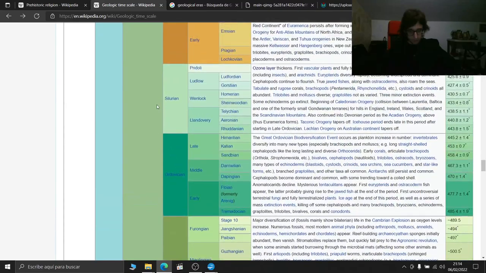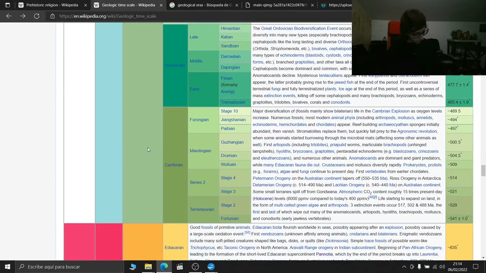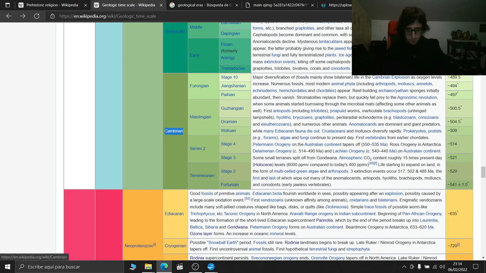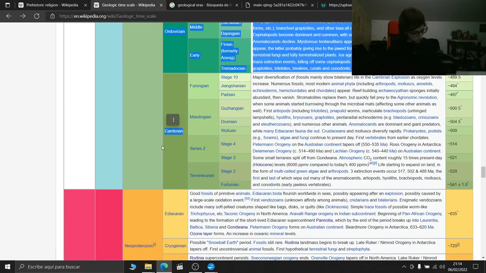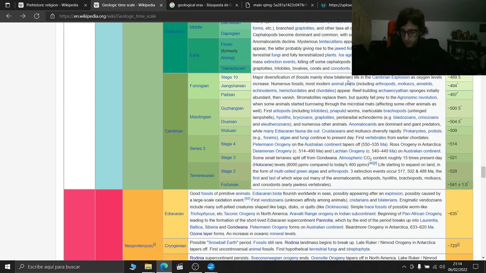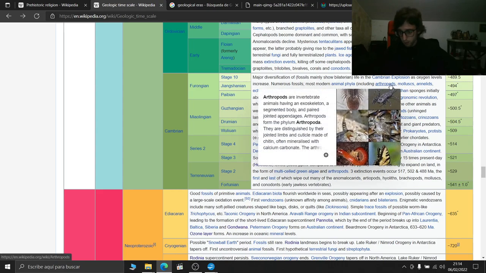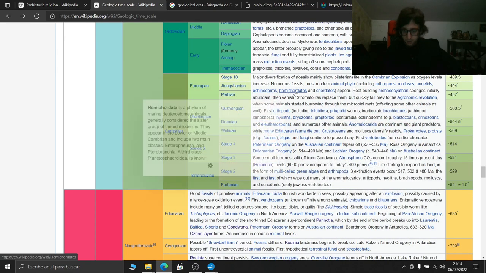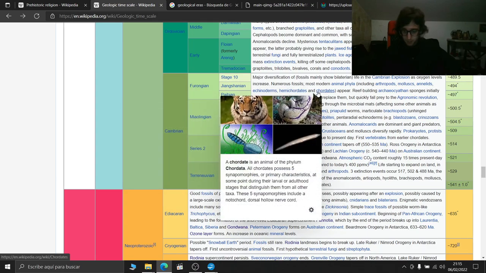So, starting from Paleozoic. Remember Paleozoic, the time of the aquatic organisms. Cambrian. Cambrian starts with animal life in the seas. Let's see what interesting things are here. Major diversification of life in the Cambrian explosion as oxygen levels increase. Numerous fossils, most modern animal phyla, including arthropods, mollusks, annelids, echinoderms, hemichordates, and chordates.